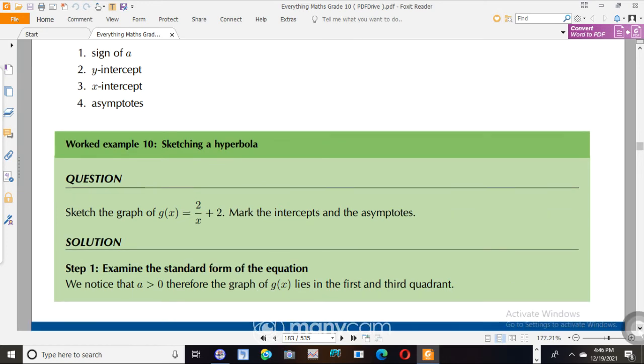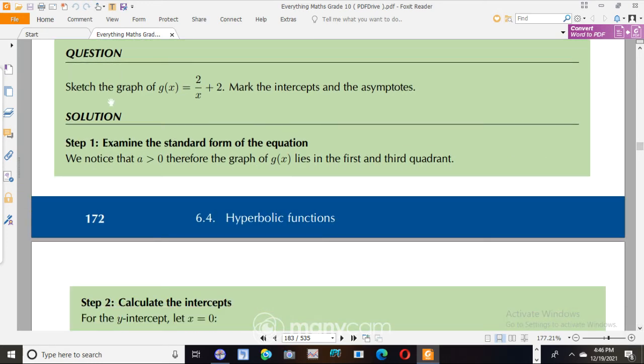Workout example. Question: sketch the graph of g(x) = 2/x + 2. Mark the intercepts and asymptotes. Solution: Step 1, examine the standard form of the equation. We note that a is greater than 0, therefore the graph of g(x) lies in the first and third quadrants, because a = 2 is greater than 0.